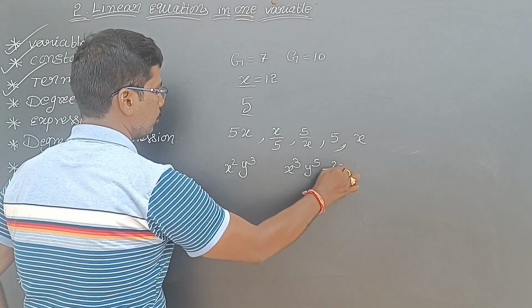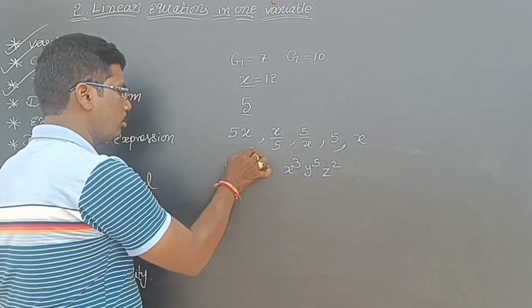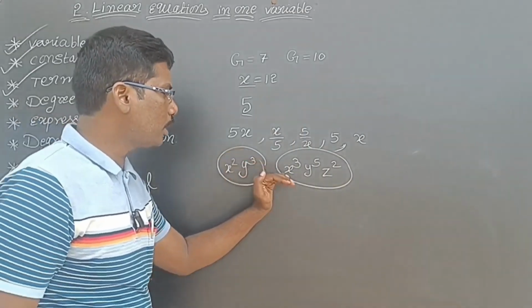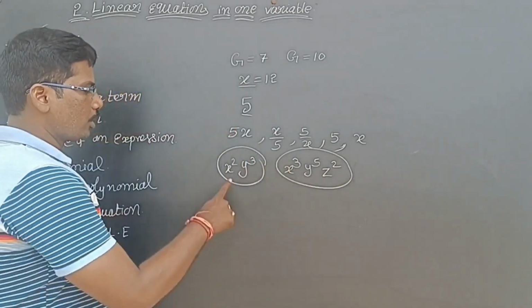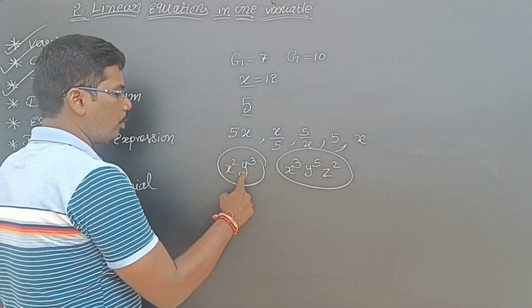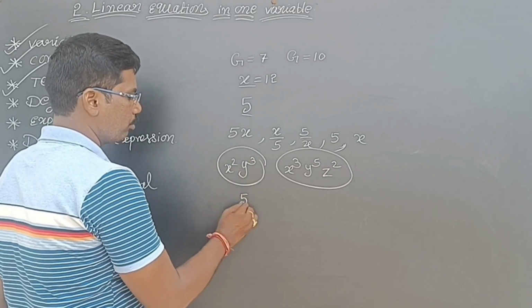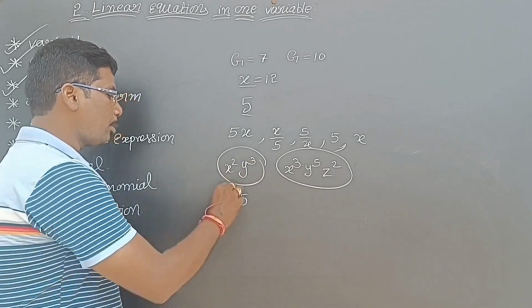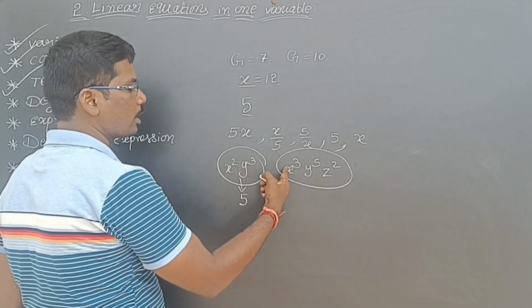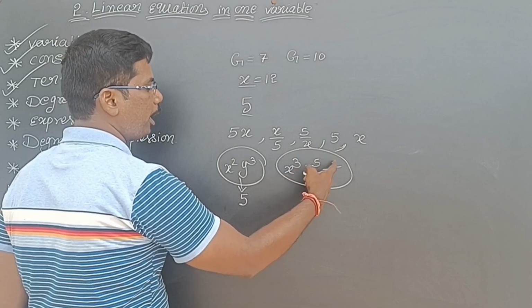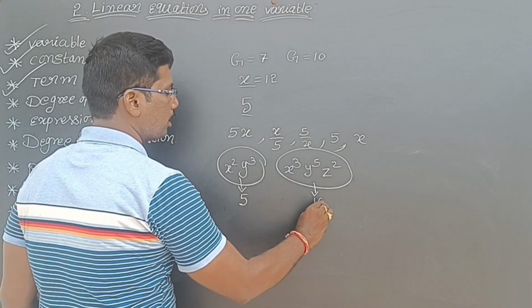See, this is one term. How can I say the degree of this term, and the degree of this term? Let us see here. Here x's are 2 and y's are 3, so the total is 5, which means the degree of this term is 5. Here x's are 3, y's are 5 and z's are 2. So 3 plus 5 is 8, 8 plus 2 is 10. So this degree is 10.